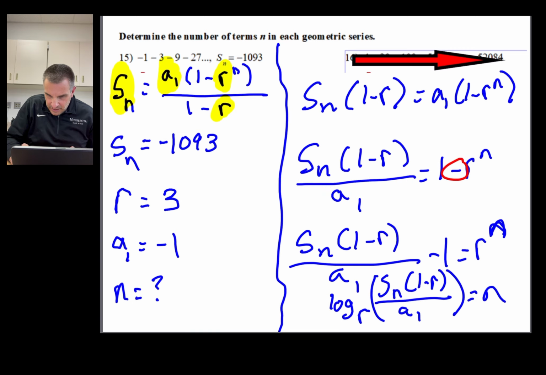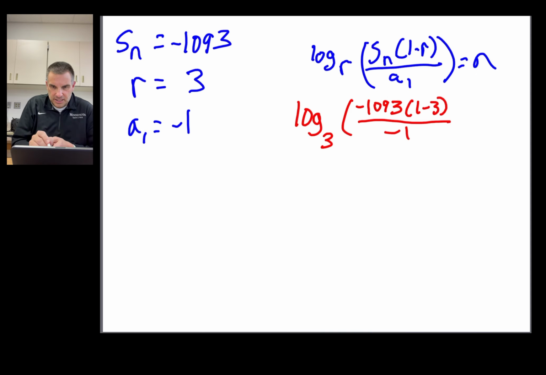We missed this right here. That's got to be a negative. So that's going to make all of this negative. My bad. We should have divided by negative 1 and made all that negative over there. So this has to be negative right there. Missed that. All divided by negative 1. That has to equal my n value.